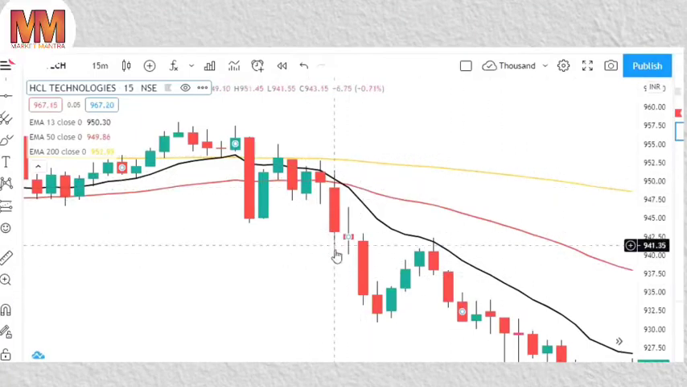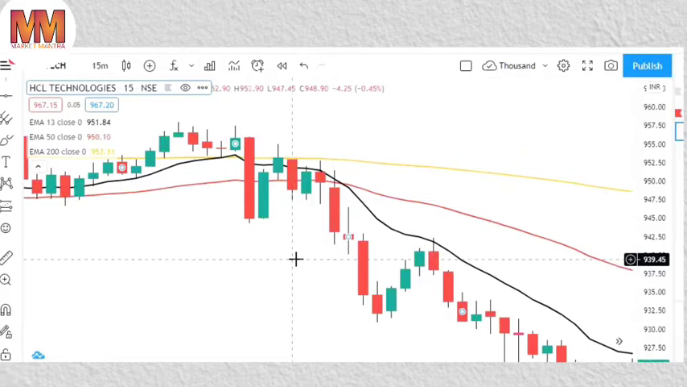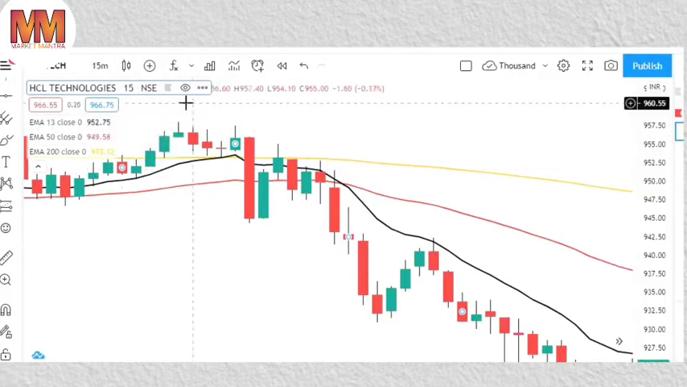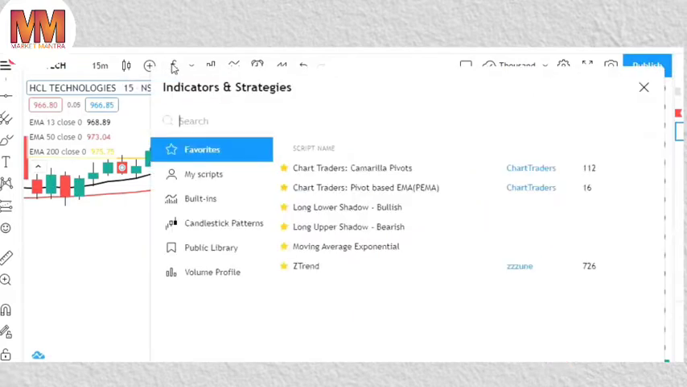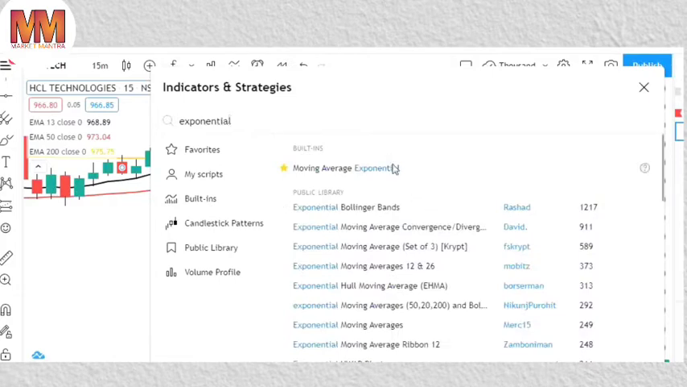This is the TradingView portal. You can open an account in this portal free of cost. First, you have to apply the indicator. As I already told, you have to apply the exponential moving average indicator. That is available over here. If you click here and type exponential, you'll get the exponential moving average.